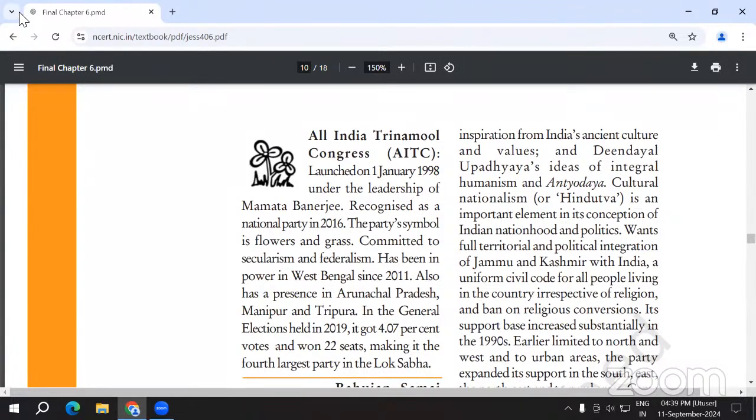And how much percentage of vote? 4.07%. You see that either of these criteria has to be fulfilled. If they get 4 seats, then it can be. So it got 22 seats, and automatically became a national party. It got only 4.07%, but the other criterion is already fulfilled.